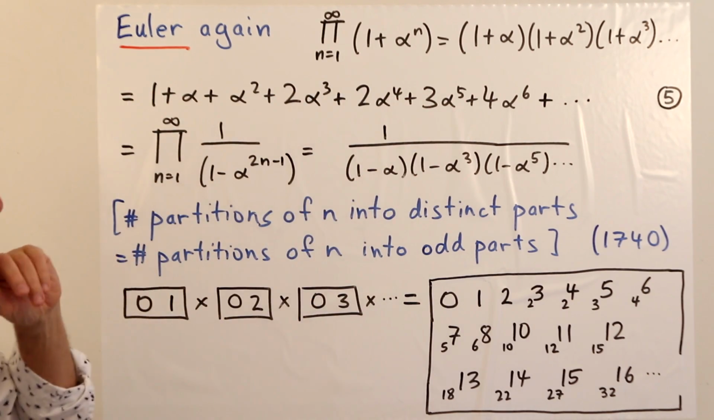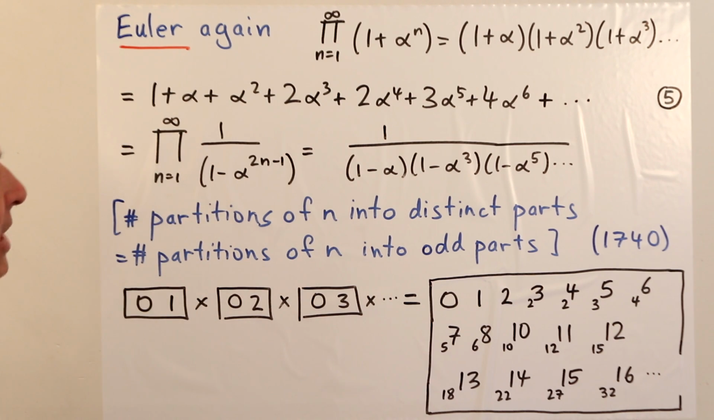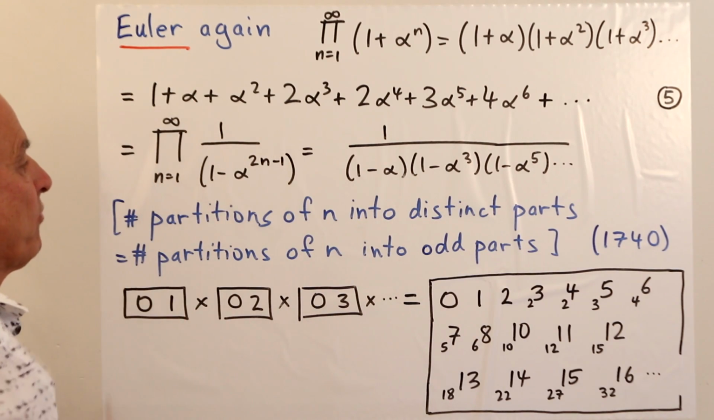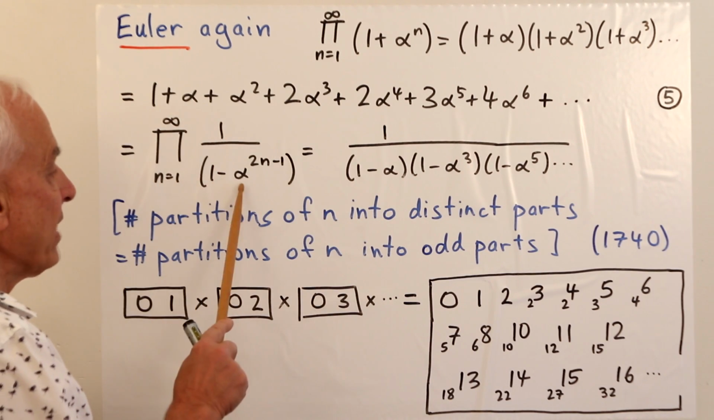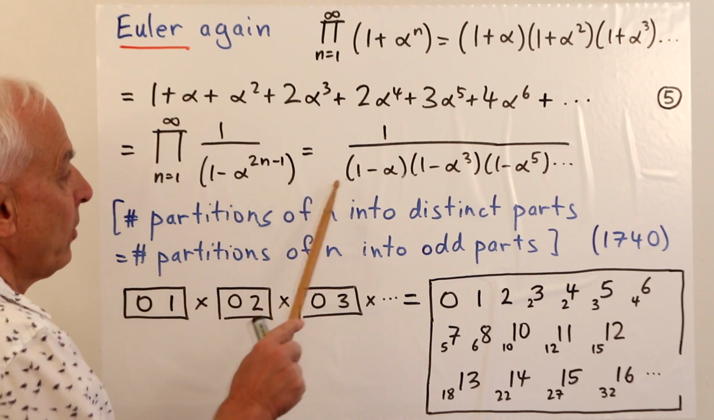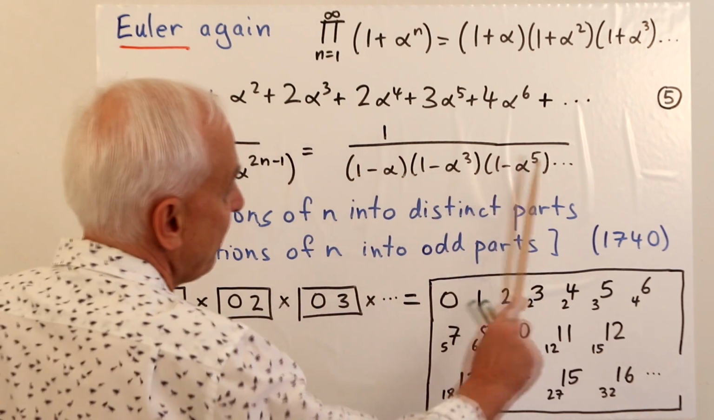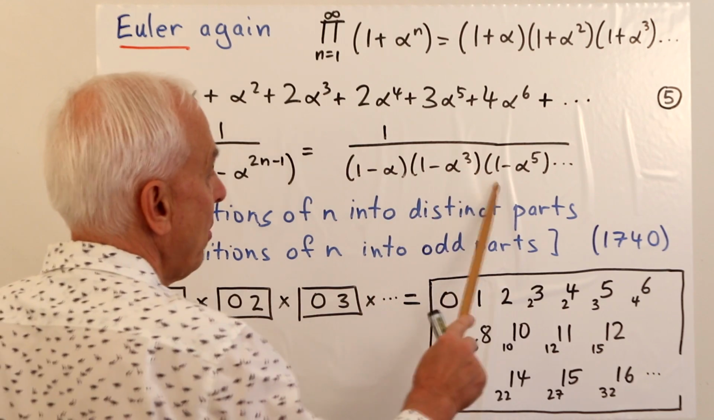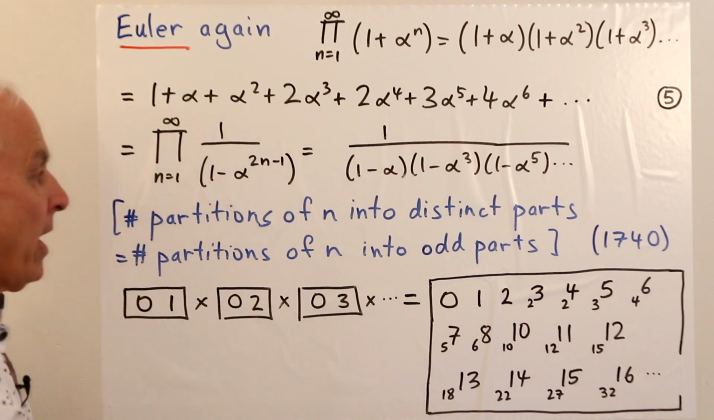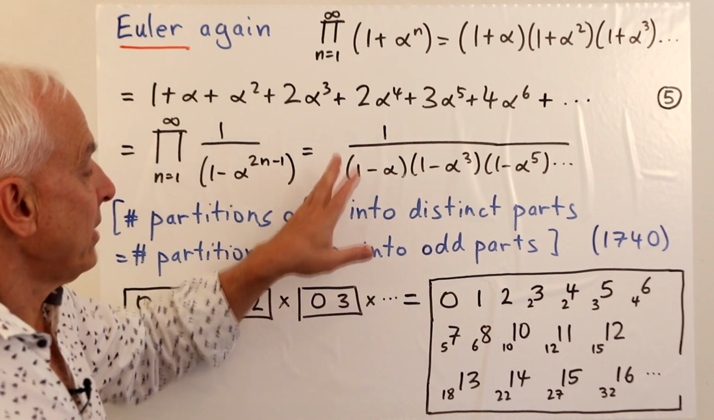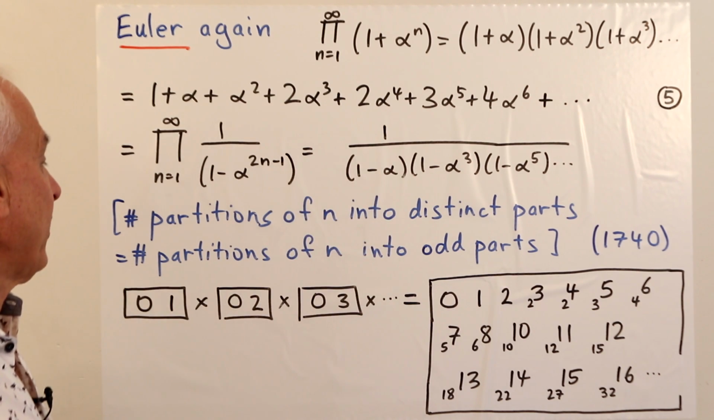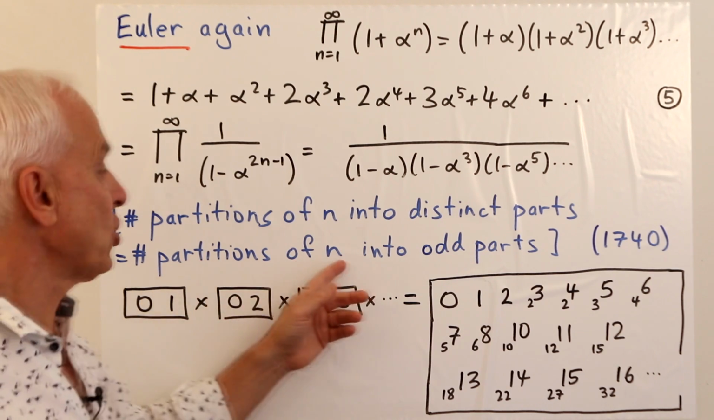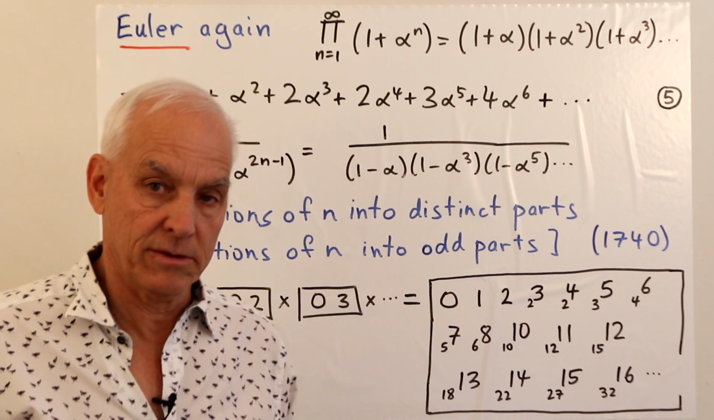And he, by a little bit of clever algebraic manipulation, was able to convince himself that this is actually the same as this product of 1 over 1 minus alpha to the 2n minus 1. So we're taking the fraction 1 over 1 minus alpha times 1 minus alpha cubed, 1 minus alpha to the 5. And in this context, it turns out that this allows him to deduce that this number is also equal to the number of partitions of n into odd parts.